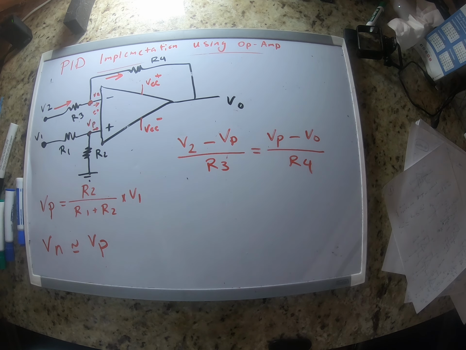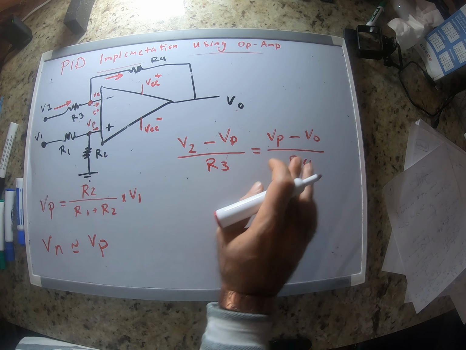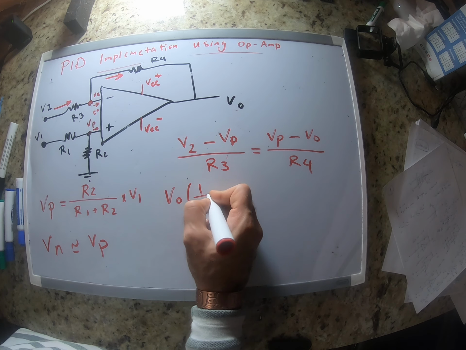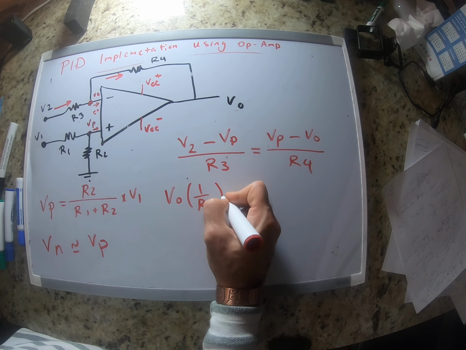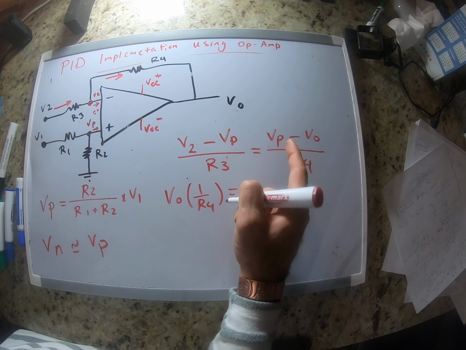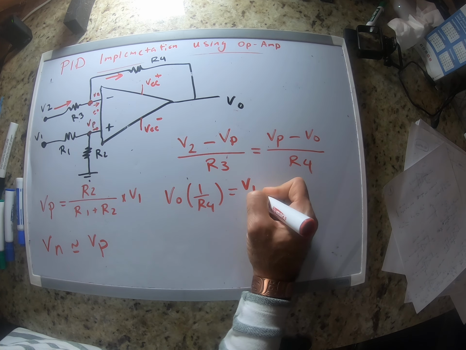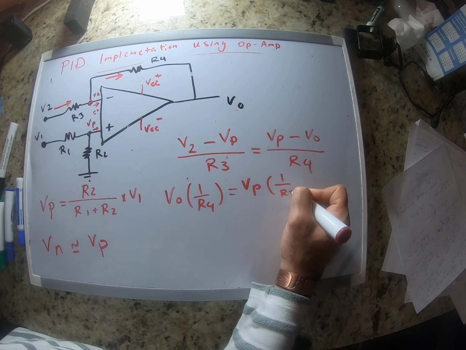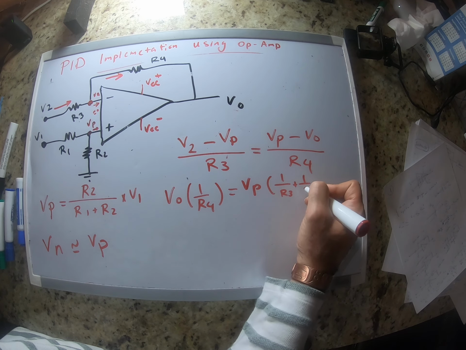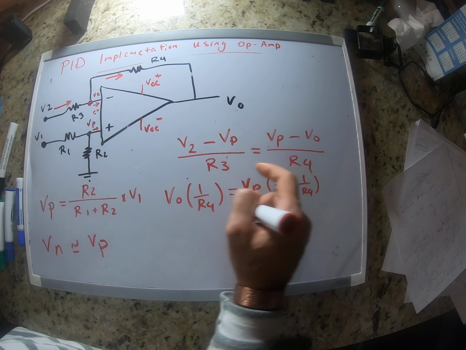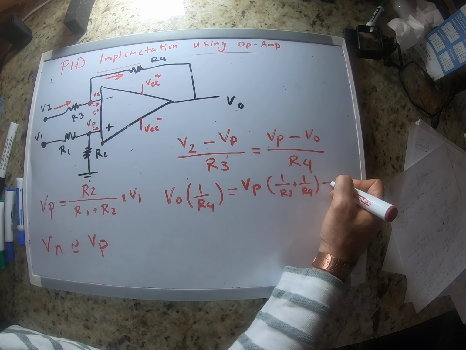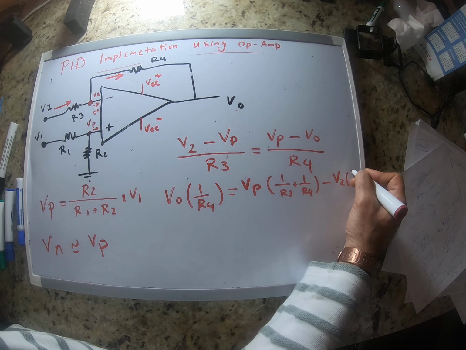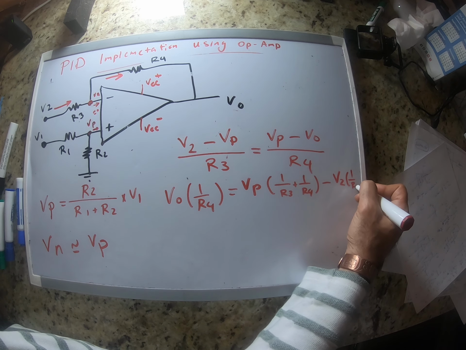Okay, let me put VO on one side. VO times 1 over R4 is equal to, I'm just going to factor out VP. VP times 1 over R3 plus 1 over R4 minus V2 multiplied by 1 over R3.